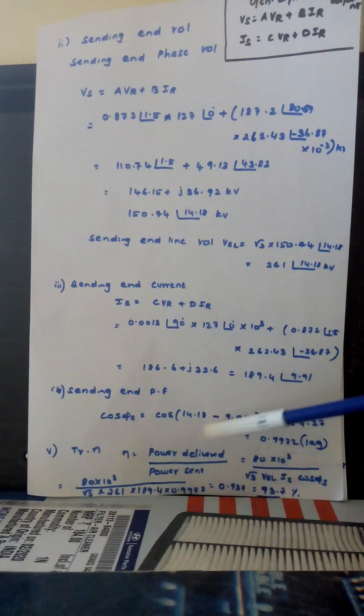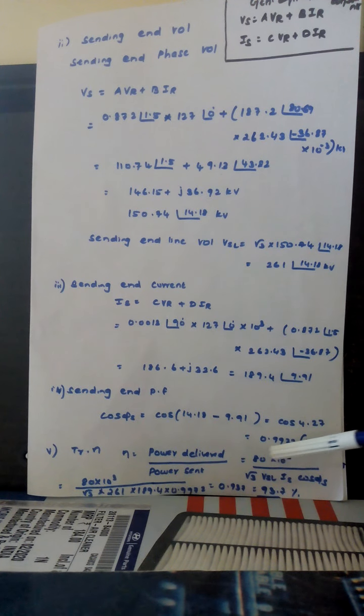So it is cos of 14.18 minus 9.91. So we are getting 0.9972. It is lagging power factor.